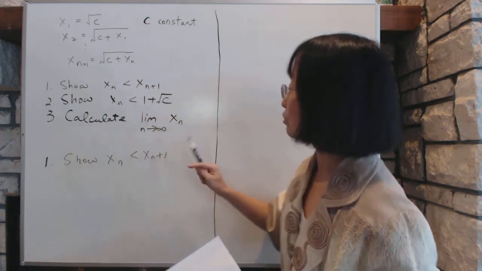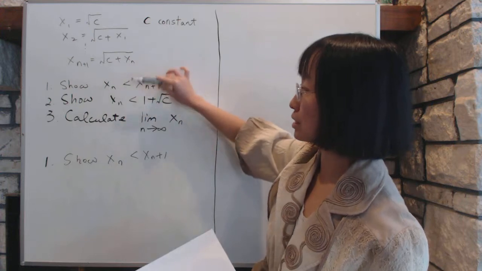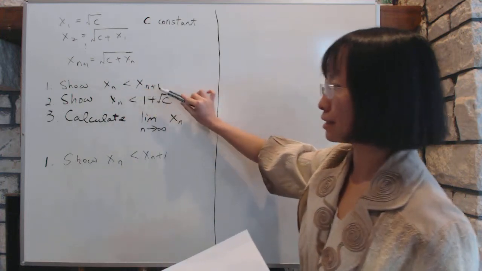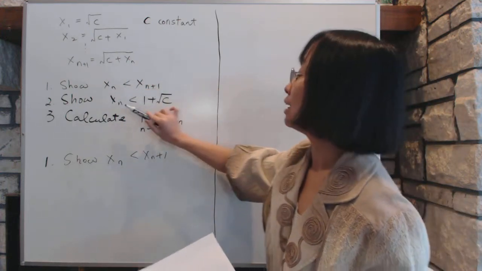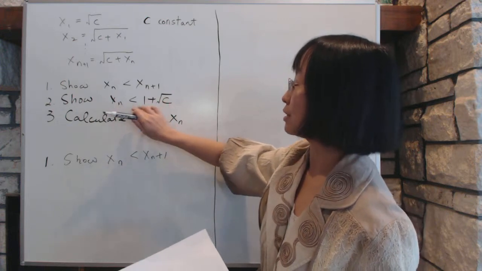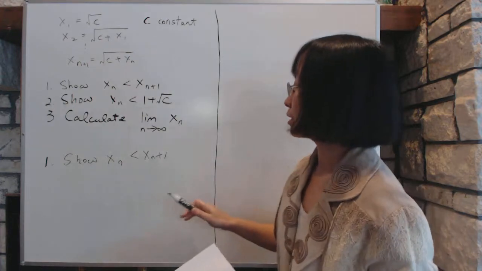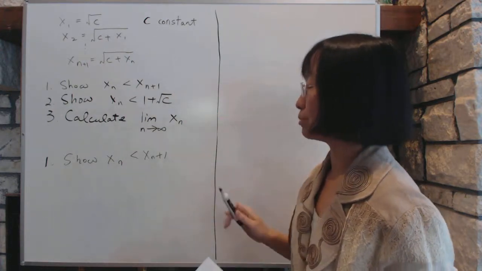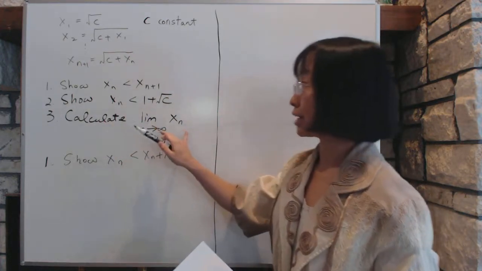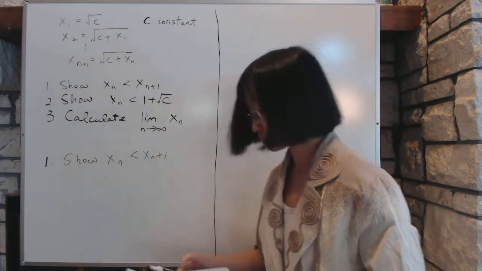So here's what we're trying to do. First, we show that it's an increasing sequence. That is, xn is less than xn plus 1 for all n. Next, we show that it's a bounded sequence. That is, xn is less than some constant, 1 plus square root of c. And then once we show that, we know the limit exists. Then we will calculate exactly what the limit is.